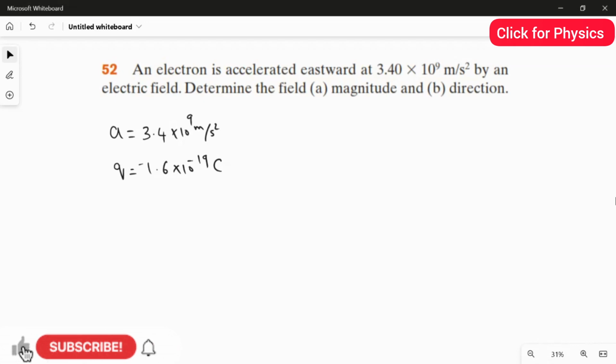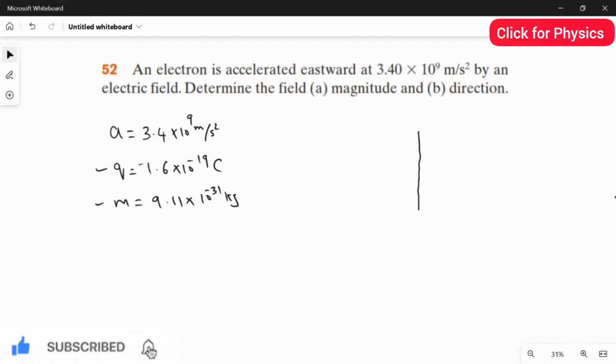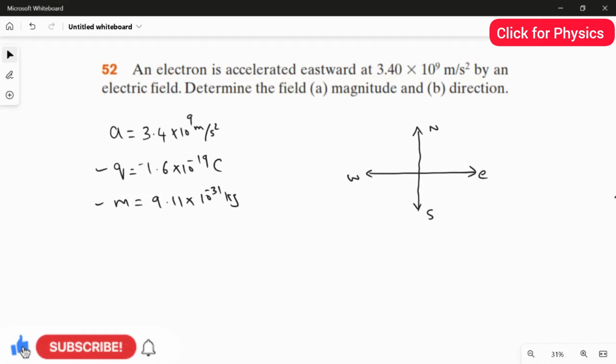And then we need the mass of the electron. The mass of the electron takes the value of 9.11 multiply 10 power minus 31 kilogram. So these two constant values we need in this question for finding the magnitude of the electric field. Now I'm going to draw the directions. This is the east direction, the left hand side is the west direction, the top one is the north, and the bottom one is the south.